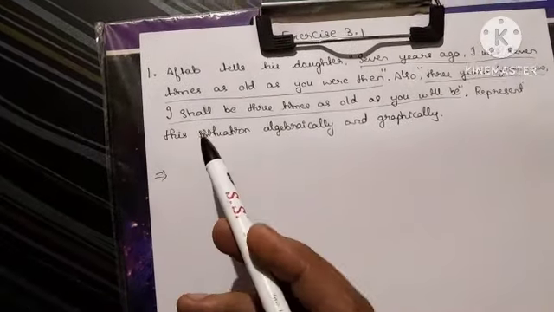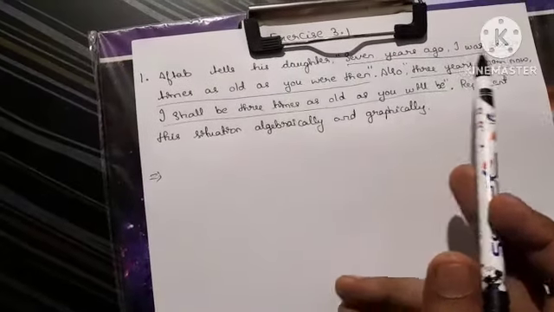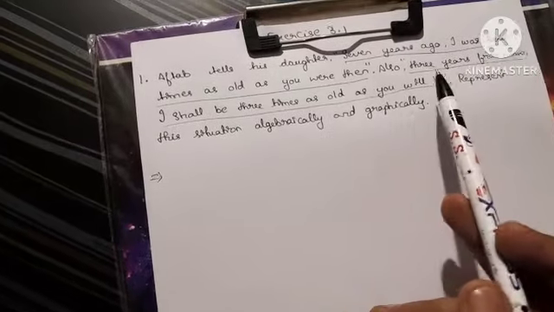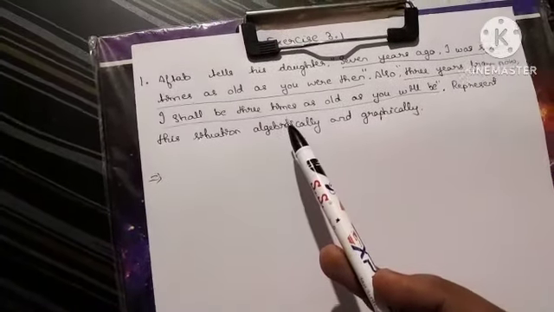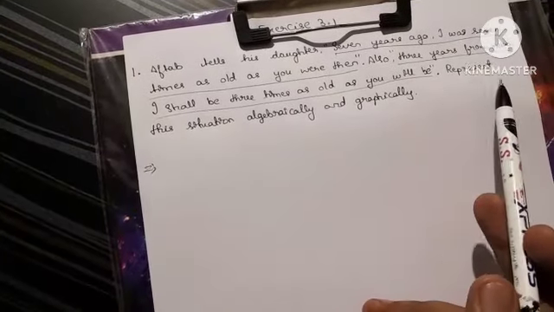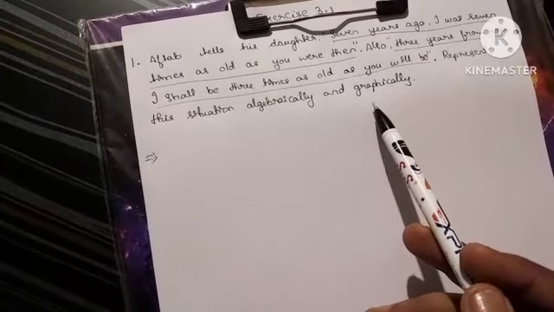So in this given question, the question says Aftab tells his daughter, 7 years ago I was 7 times as old as you were then. Also he states that 3 years from now he will be 3 times as old as she will be. So we have to represent this question in terms of algebraically and graphically. So let's see how we can do that.